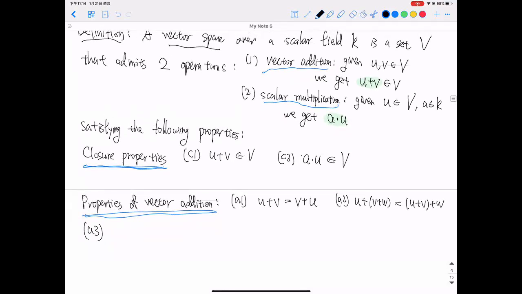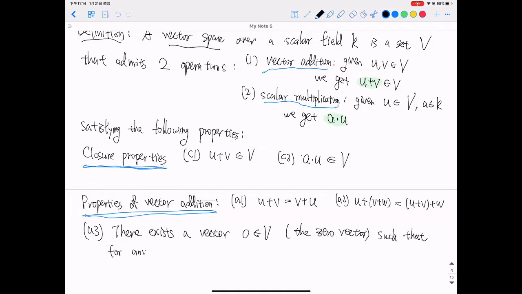A3 says that there exists a vector denoted by 0 and called the zero vector such that for any u in V, u plus 0 is still u.